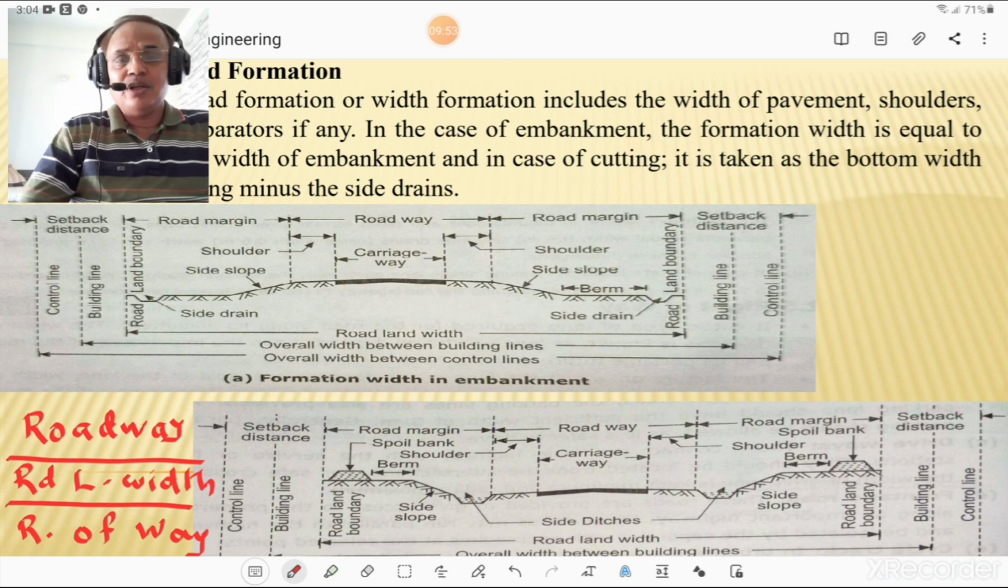Okay, so for our convenience, you must know what the roadway width is and what the road land width or right of way is. And roadway is nothing but the formation.